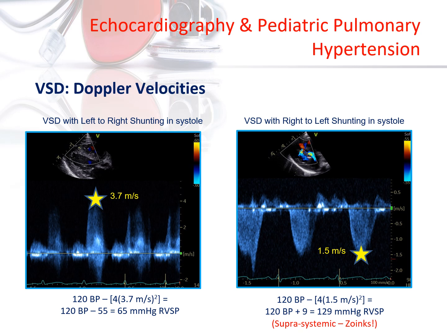Here's a couple Dopplers of VSD velocities. Again, on the left here, you have a VSD with left to right shunting in systole, meaning left-sided pressures are higher than the right. It has a velocity of 3.7 meters a second, which gives us a 65 millimeters of mercury RVSP. Over here, we have a VSD with right to left shunting in systole, meaning right-sided pressures are now higher than the left. And it's 1.5 meters a second. Run it through the equation, and you end up with 129 millimeters of mercury for RVSP. Suprasystemic, not so great.